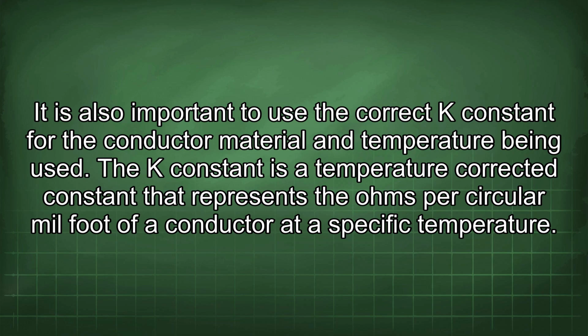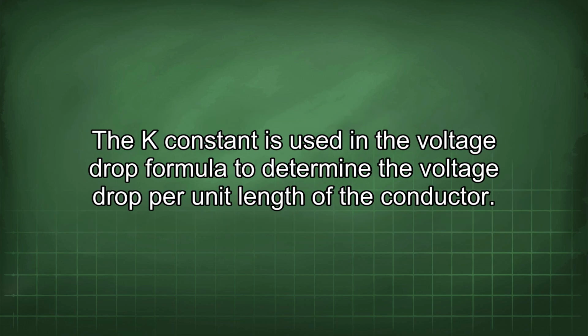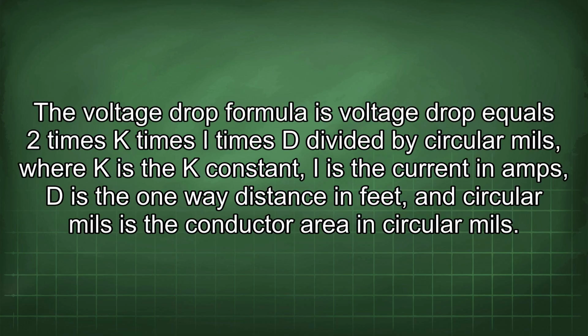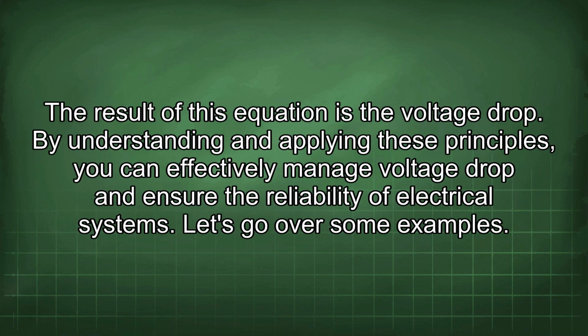The K constant is a temperature-corrected constant that represents the ohms per circular mil foot of a conductor at a specific temperature. The K constant is used in the voltage drop formula to determine the voltage drop per unit length of the conductor. The voltage drop formula is voltage drop equals 2 times K times I times D divided by circular mils, where K is the K constant, I is the current in amps, D is the one-way distance in feet, and circular mils is the conductor area in circular mils. The result of this equation is the voltage drop. By understanding and applying these principles, you can effectively manage voltage drop and ensure the reliability of electrical systems.